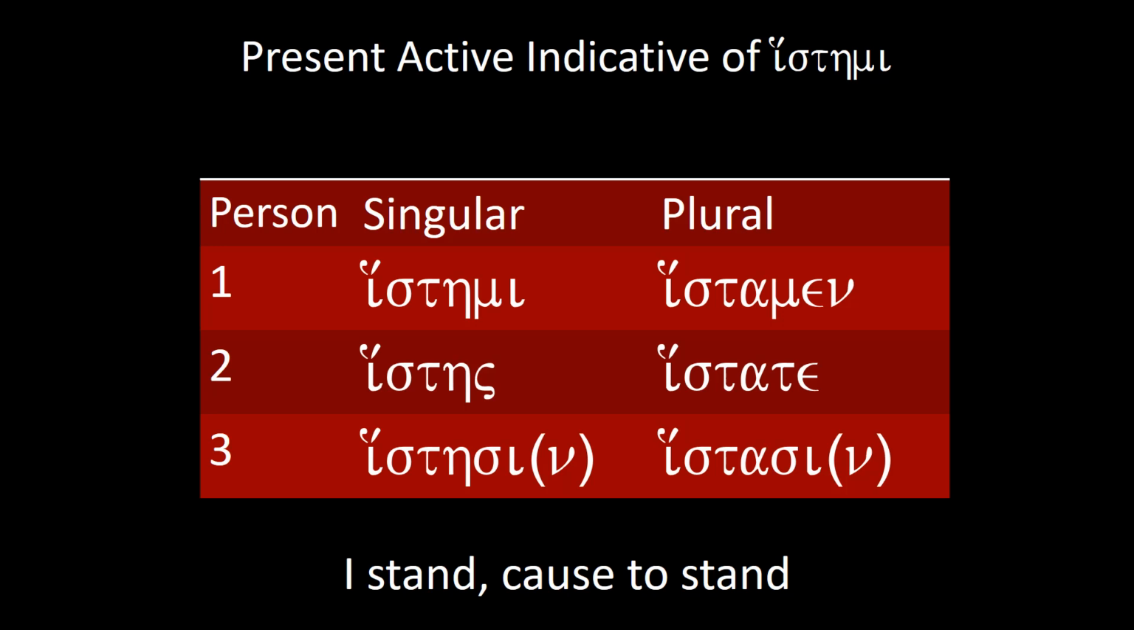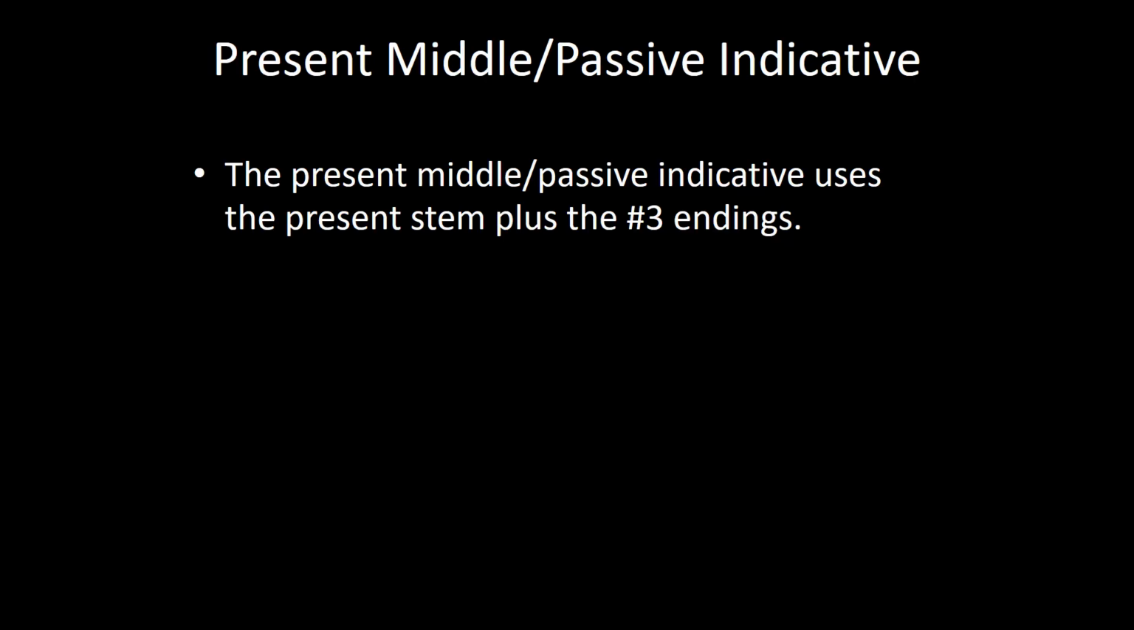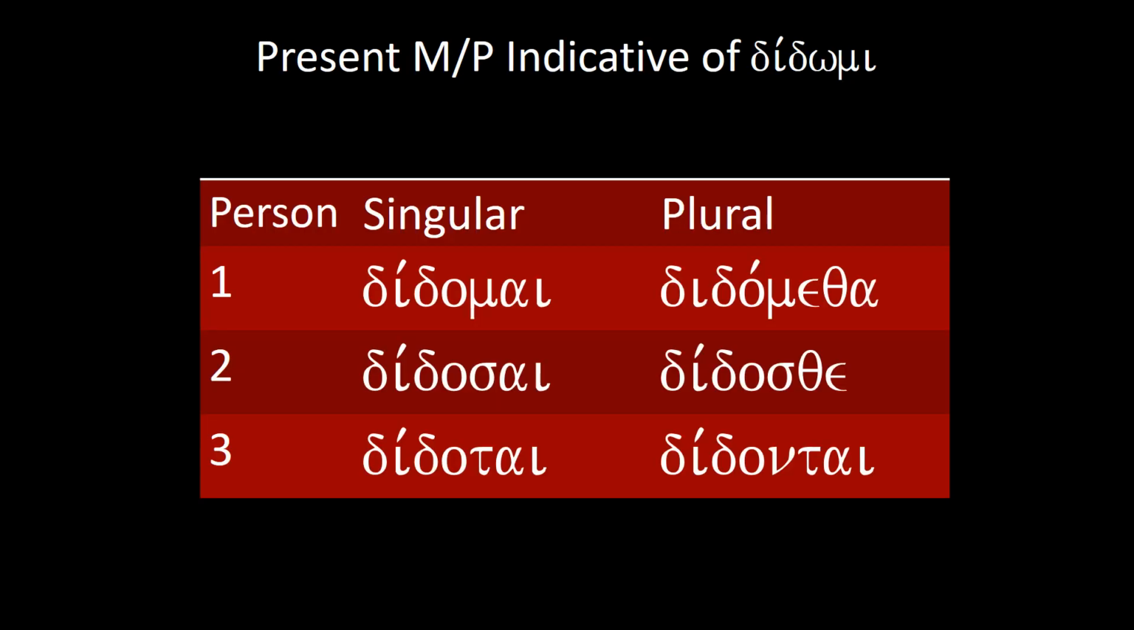So the present active indicative is the only place we're going to use these new endings. Mi, s, si, with movable nu, men, te, asi, with movable nu. What will the present, middle, and passive do? We're still going to use that present stem. Then we're going to use the endings that we expect to use, the number 3 endings. Mai, sai, tai, metha, sthe, ntai. Didomai, didosai, didotai, didometha, didosthe, didontai. So this is just that present stem plus mai, sai, tai, metha, sthe, ntai. So that one won't pose any issues for us.